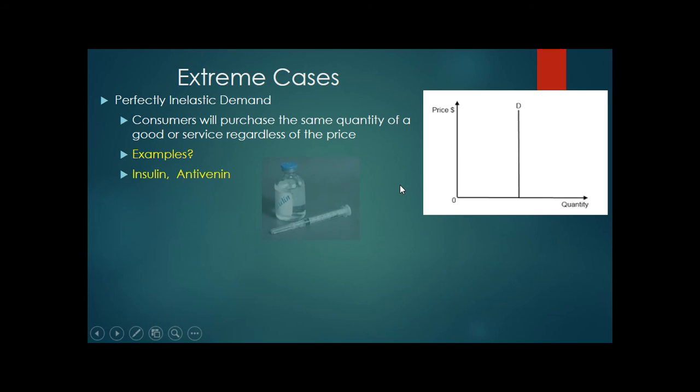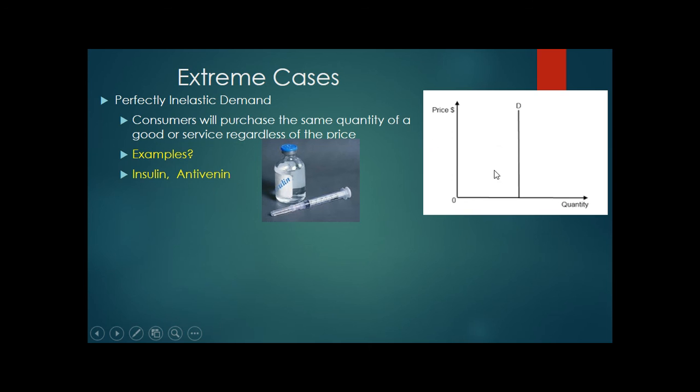Examples: insulin, antivenin. Insulin is a good example because if the price of insulin doubles, triples, or goes 10x, it doesn't really matter. Diabetics still are going to buy insulin. And if the price craters and it's almost free, well, I'm not a diabetic, I'm not going to buy insulin, right? So the quantity demanded doesn't change, no matter what the price is.